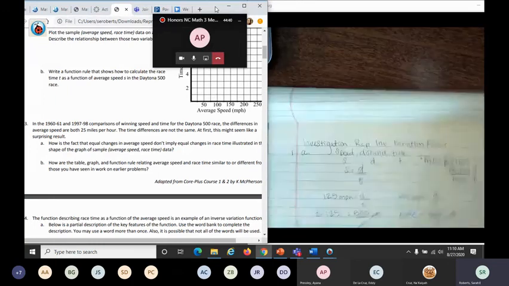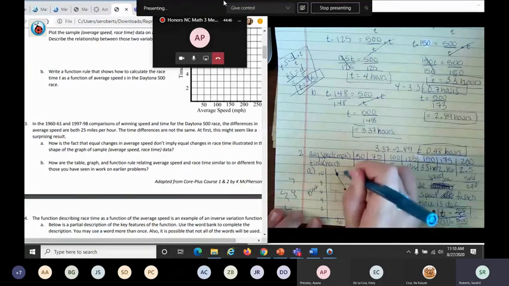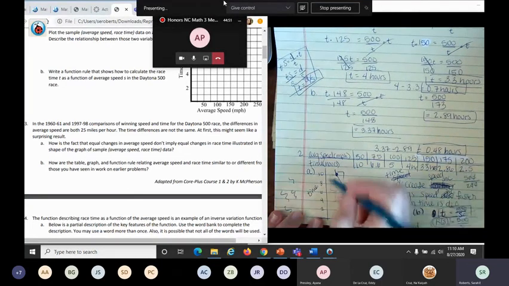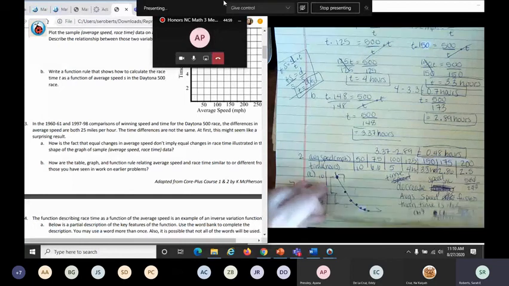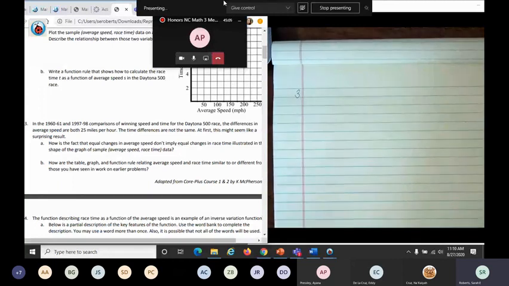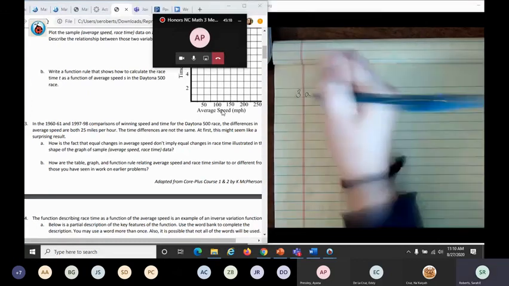It's also pointing out what we were talking about with this graph. Here we go up by 25 miles per hour every time in this table, and we are going down by smaller increments each time. These time differences are smaller. So part A of number 3 says, how is the fact that equal changes in average speed don't imply equal changes in race time illustrated in the shape of the graph and the data? Okay.